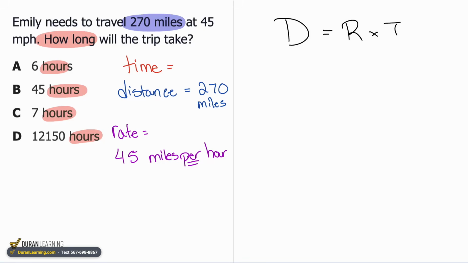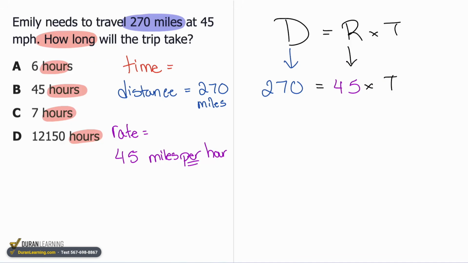But you have to make sure you plug everything in correctly. My distance is given to me, 270 miles. So I'll plug that in right there. My rate, I'm also given that as well, right here, 45 miles per hour. So I'll plug that in. Time is what I'm looking for. And so when we look at this, we're not working forward to find distance, we're working backwards to find time.